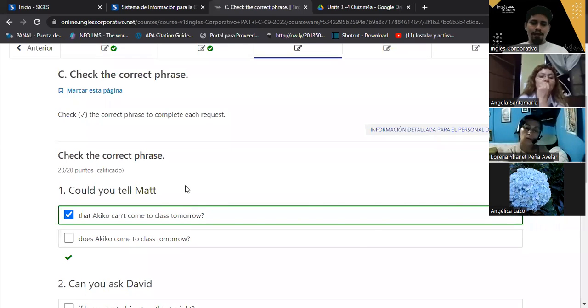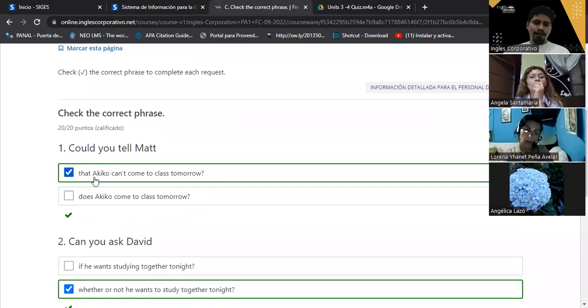And as I said before, something that I have to mention here is that if you want to use indirect requests, remember that it is optional when we are going to express something. That's going to be optional. Okay.